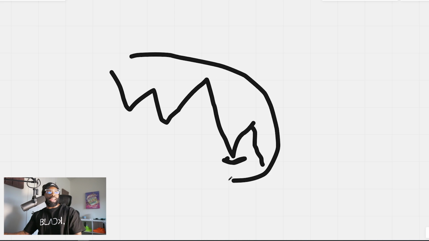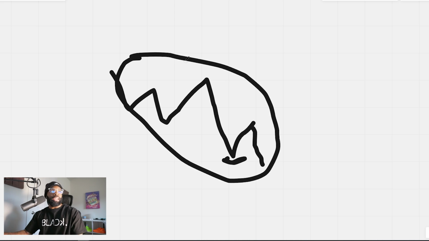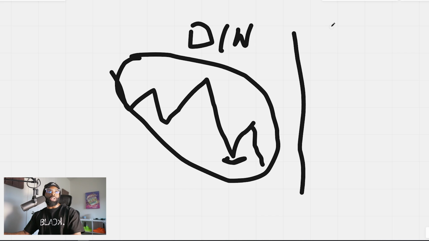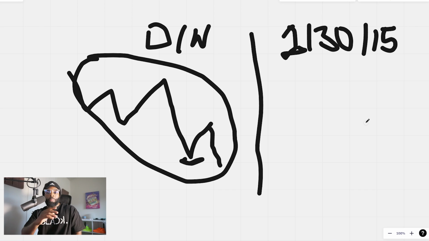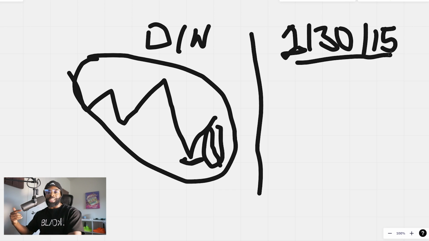Now this setup right here has to be presented off of a daily or a weekly time frame. After that is present, we can then head to a lower time frame, which is the 1 hour, 30 minutes, and even the 15-minute time frame. These are all the time frames that we're mainly going to be focusing on for internal structure, meaning what is happening inside here. We need to actually see it in these time frames in order for us to get in for a buy.